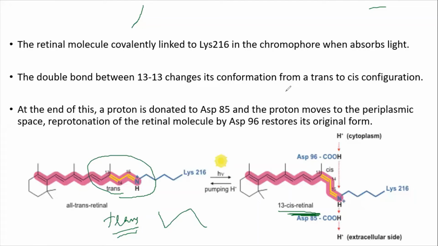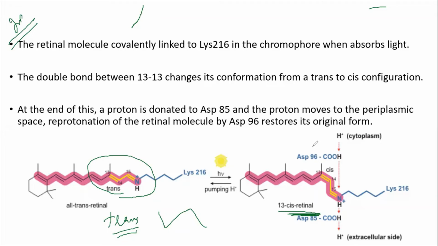Yeah, so the concept is clear, right? Like how from trans it is going to cis retinal position, right? Okay. This is important, guys. Okay, this slide is really very important. So at the end of this, a proton is donated to aspartic acid 85 and the proton moves to the periplasmic space. Reprotonation happens by aspartic acid 96 to restore its original form.